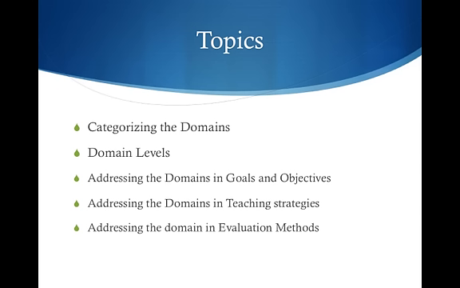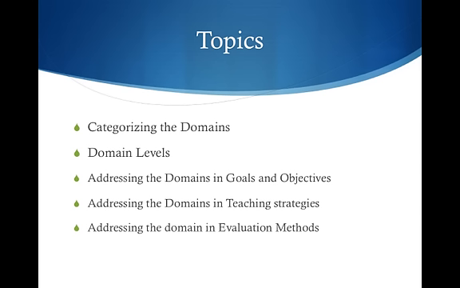Anytime you design an instructional strategy, and that would include the development of goals and objectives, you should consider the domains of learning. Anytime you make an evaluation tool, you should also consider the domains of learning. Again, cognitive, affective, and psychomotor.